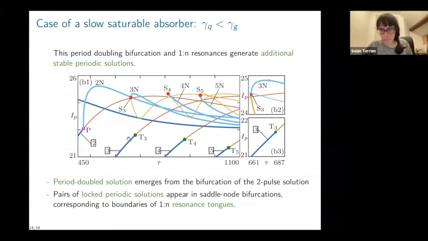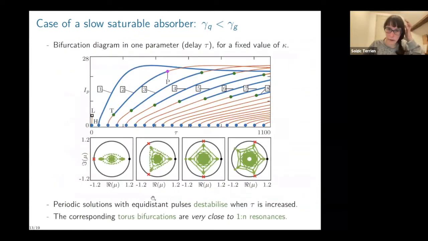And similarly, close to the torus bifurcations corresponding to the destabilization of the 3, 4, and 5 pulses solution, we have the emergence of pairs of locked periodic solutions. They appear in saddle node bifurcations, and they correspond to boundaries of resonance tongues, which are generated by the strong resonances that we highlighted here.